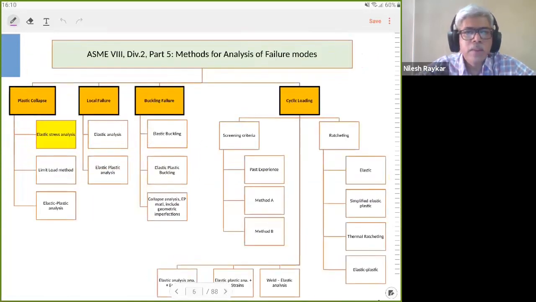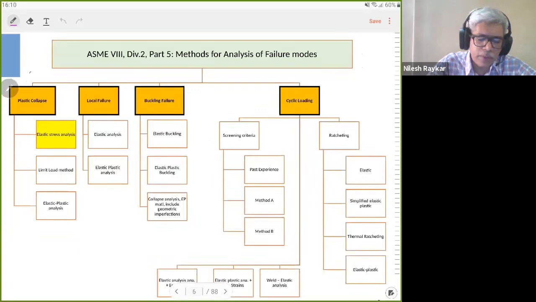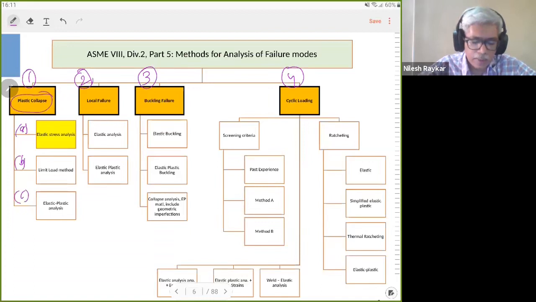Okay, this slide gives you an overall bird's eye view of the various types of checks that are essential as per the design report. That means your design report should have a section corresponding to each of the 4 branches. Each of them represents a particular failure mode. And for each failure mode, options are provided. So for example, for doing the plastic collapse check, you have 3 options: elastic stress analysis, limit load analysis, and elastic plastic analysis.